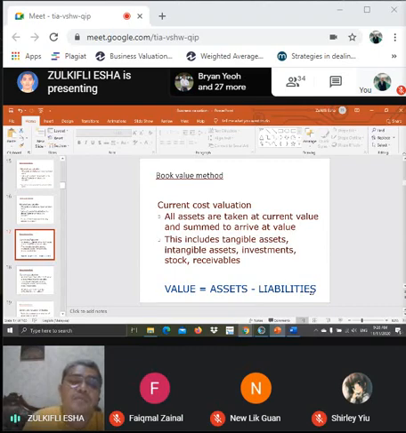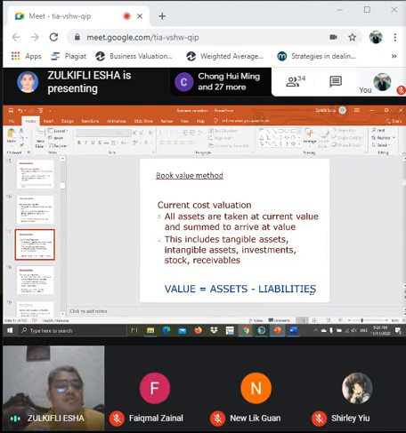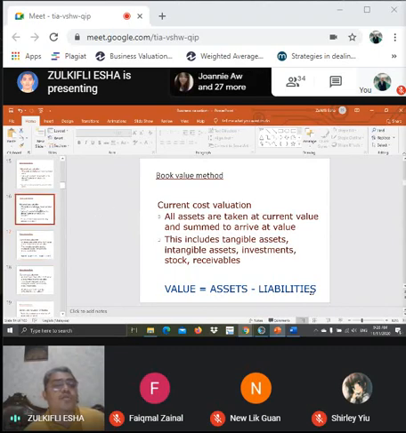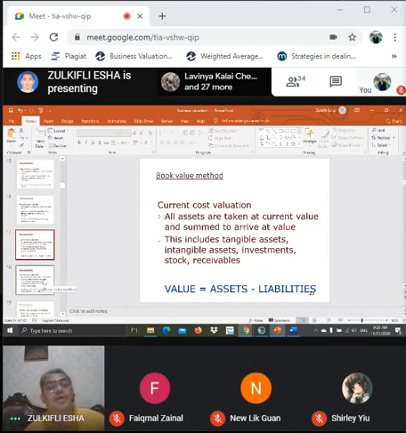So never mind, I'll put that in tutorial questions so that we can discuss later. So you need to find some info first. What do current cost and historical cost mean as far as accounting and business is concerned? Because if you do not know the difference between historical cost and current cost, you cannot use this book value method. You need to know exactly what current cost and historical cost mean before you can use this book value method to value the company.